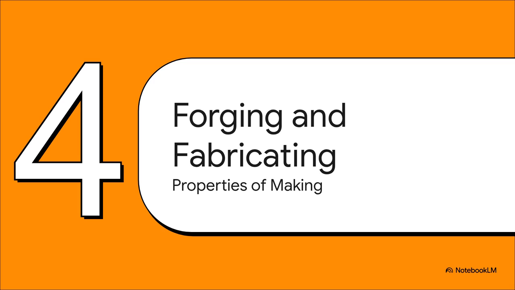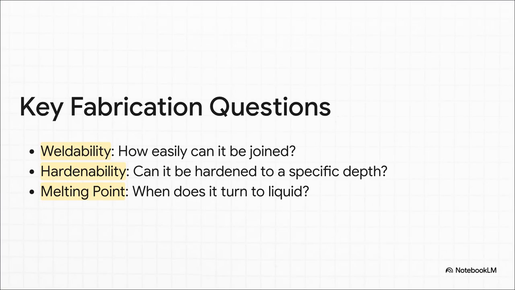And this brings us to the properties of fabrication. These are the how-do-we-actually-build-it questions. Can you join two pieces together? That's its weldability. Can you make it tougher and more durable, like for a tool or a gear? That's its hardenability. And can you melt it down to pour it into a complex shape, like an engine block? Well, that's all about its melting point. Without these, even the best material is just a useless lump.